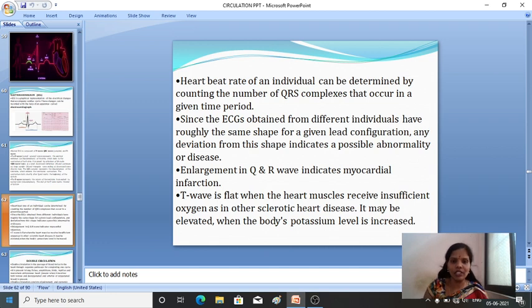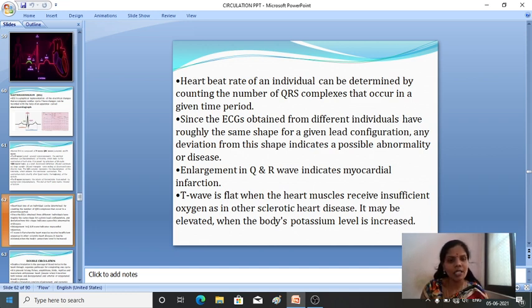If any deviation occurs in this shape, then it indicates the possibility of abnormalities or diseases. If the ECG representation is normal, if it is the same, then there will be no problem. If there is any deviation in the graphical representation, it indicates a possibility of abnormalities or diseases.